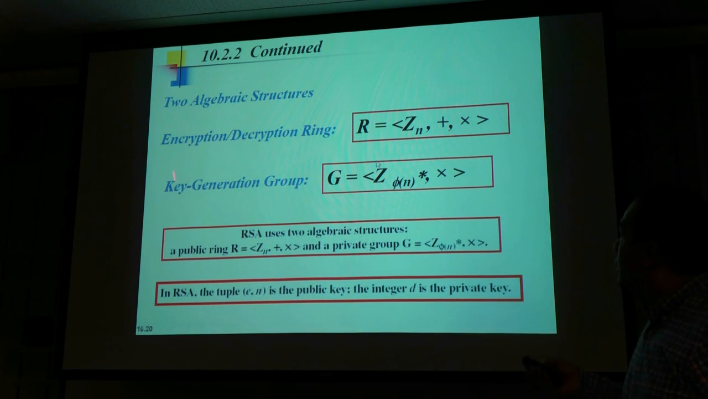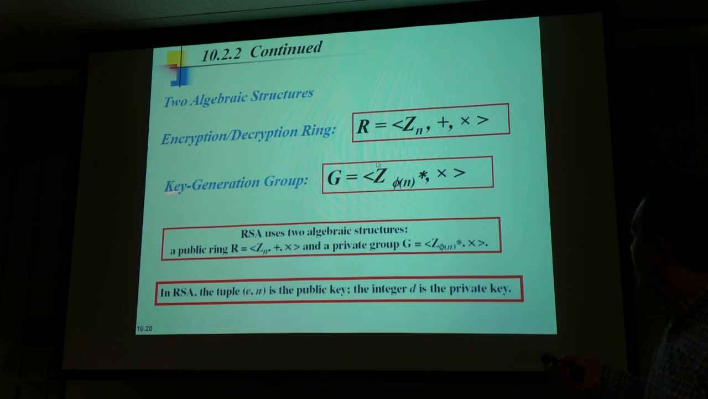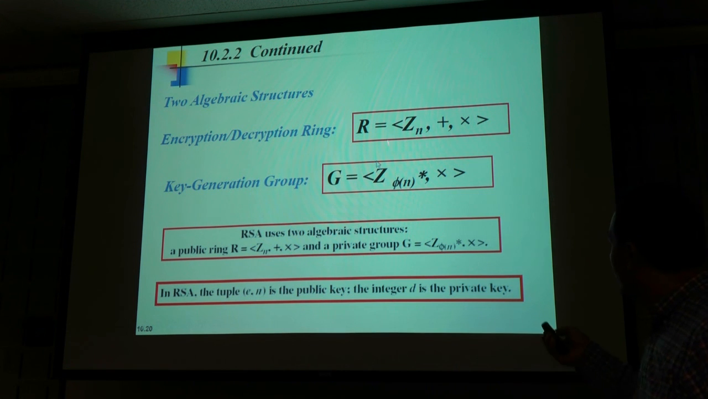So, two algebraic structures: for encryption and decryption it is R in Zn with multiplication, and for key generation the group is in Z phi n. So RSA uses two algebraic structures, R and G. The tuple E, N is the public key, and D is the private key.